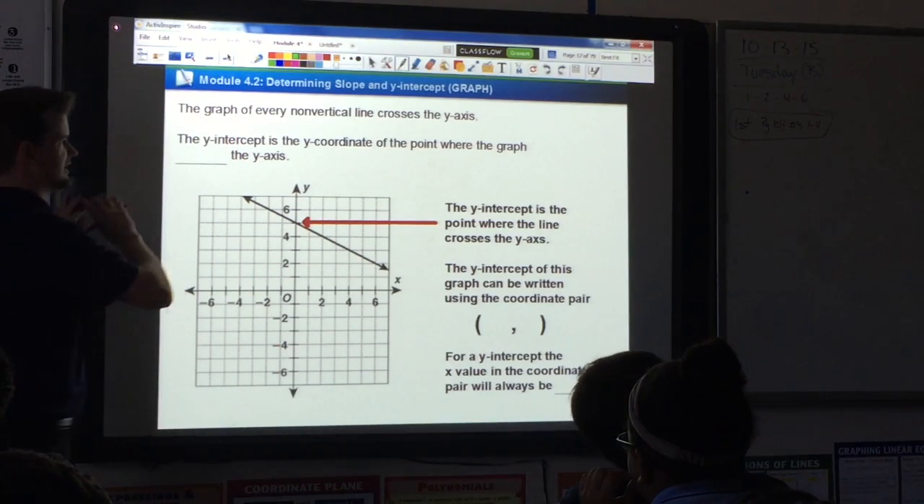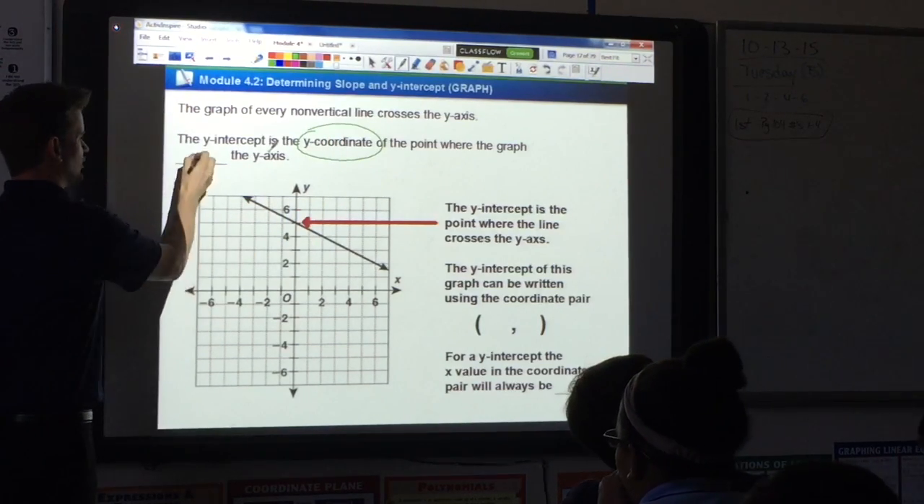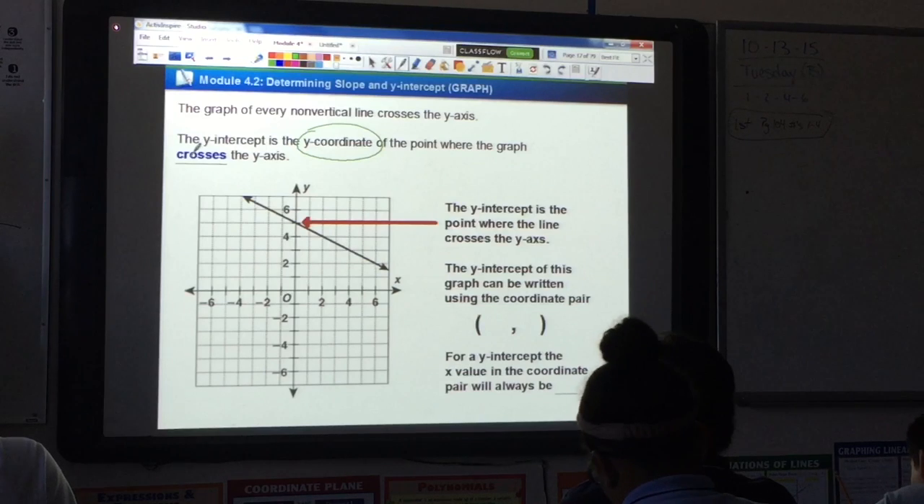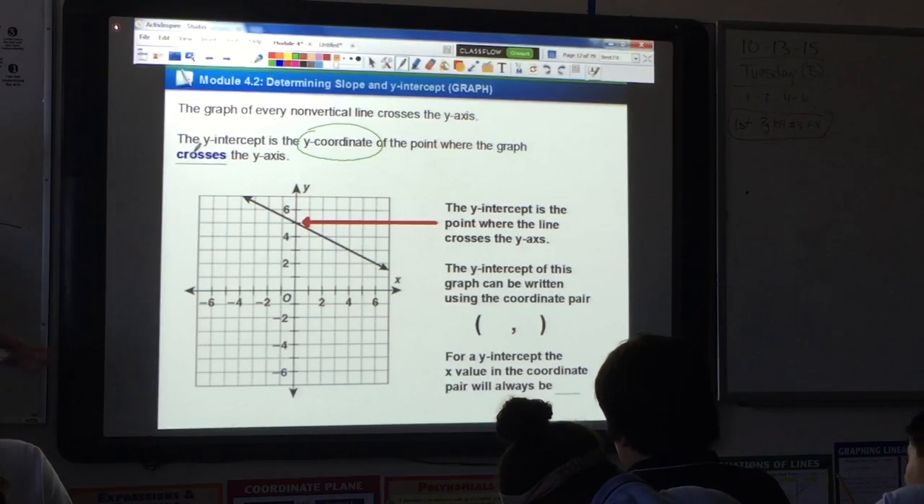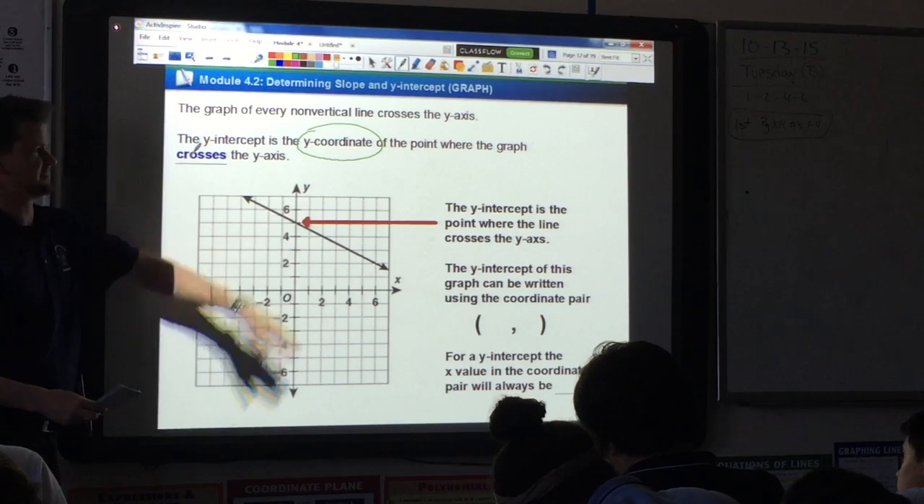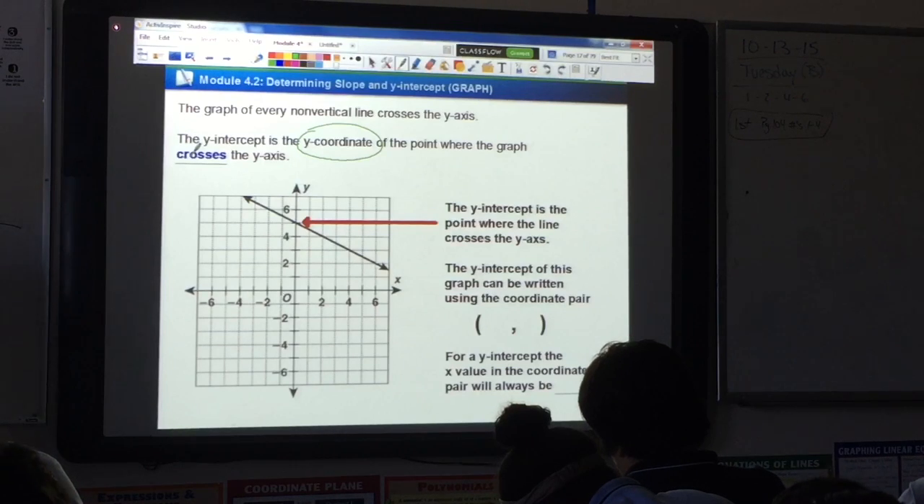All right. The y-intercept is the y coordinate of the point where the graph crosses the y-axis. So we care not at all about the x-axis. All we care about is the y-axis. I'll let you write that in, and I want all your eyes up here. I'll explain this one time. It should make a lot of sense to you.